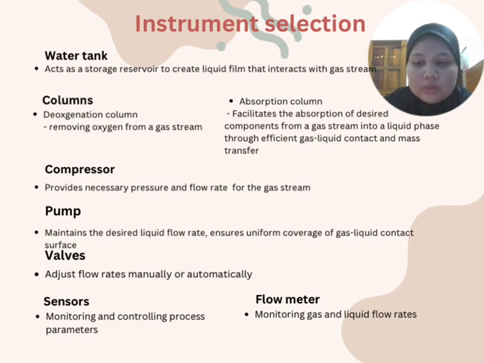Next, the compressor provides the necessary pressure and flow rate for the gas stream. The pump helps to maintain the desired liquid flow rate and ensures uniform coverage of the gas-liquid contact surface. The valve also helps to adjust the flow rate manually or automatically. Sensors will help to monitor and control the process parameters, while the flow meter will help to monitor the gas and liquid flow rates.